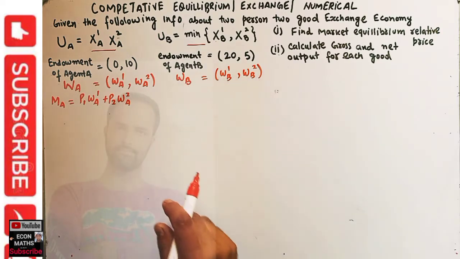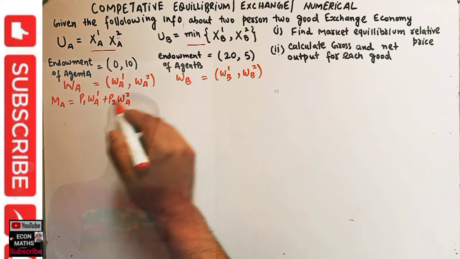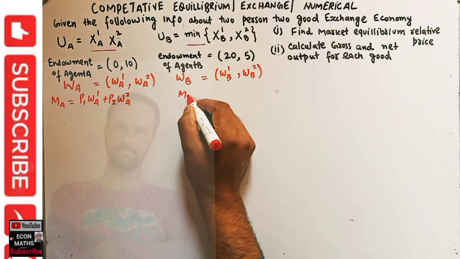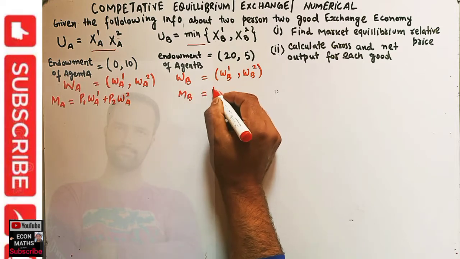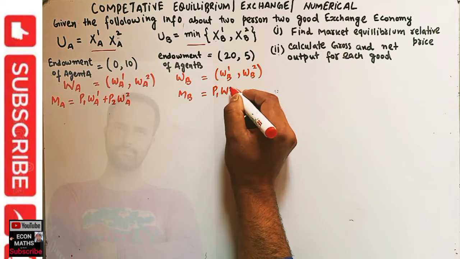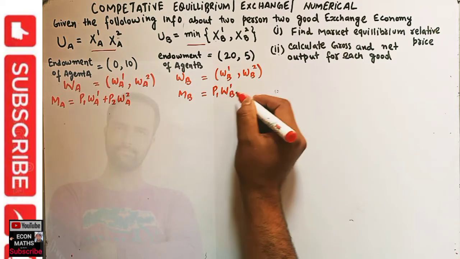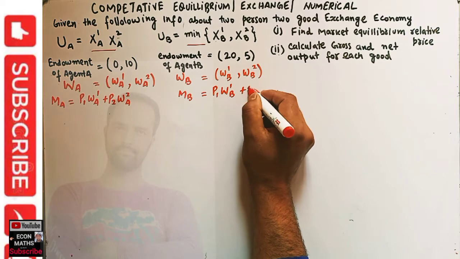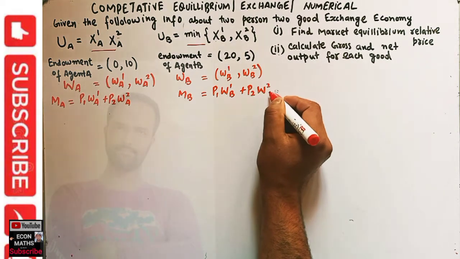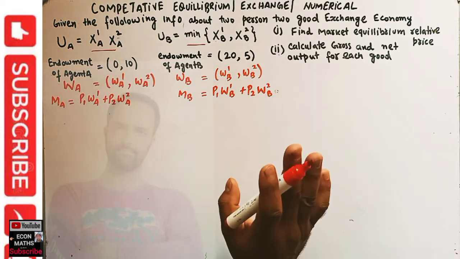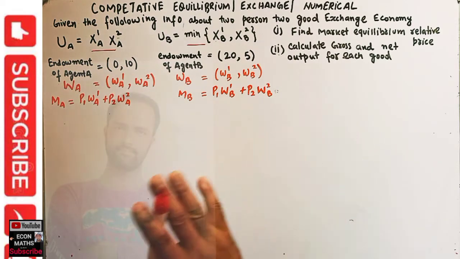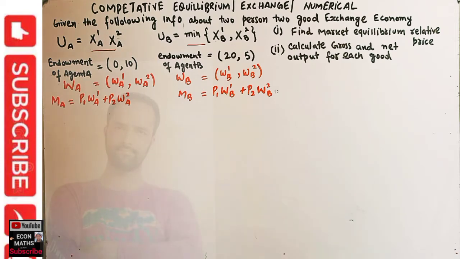Symmetrically, what will be the income of person B? Let me write it here. The income of person B will be equal to the price of good 1 times the units of good 1 person B has initially, plus the price of good 2 times the units of good 2 person B has initially. So the first step is to find the income of person A and person B.